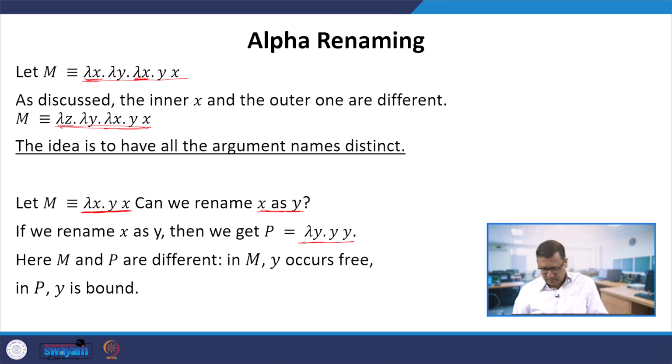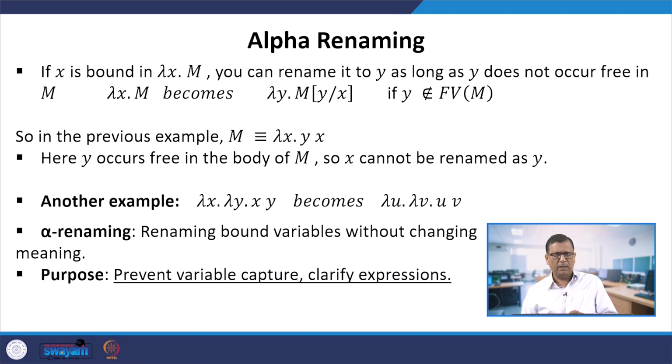So we want to express formally when we can do this and when we cannot. So alpha renaming: if x is bound in lambda x dot M, you can rename it to y as long as y does not occur free in M. That means lambda x dot M by alpha renaming will become lambda y dot M, where all occurrences of x in M are changed to y, provided y is not a free variable in M.